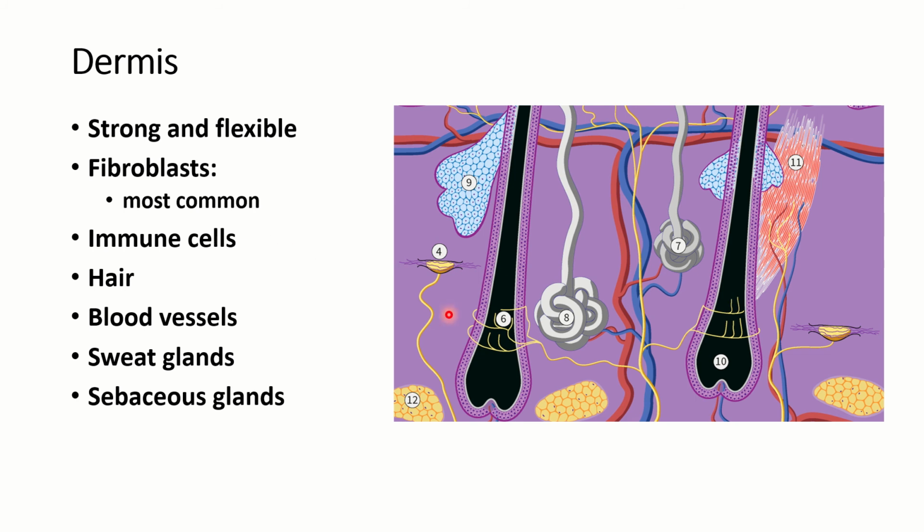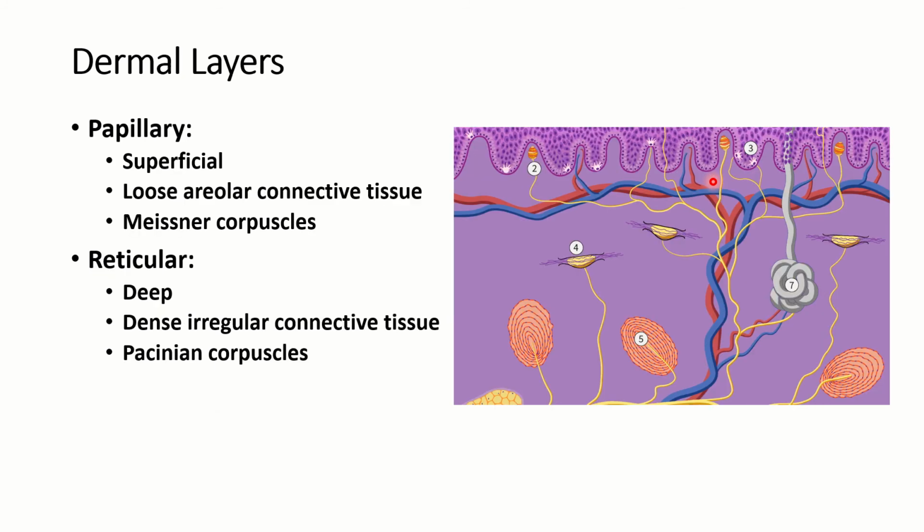In the dermis, you see the hair follicle and hair root. You have blood vessels there, you have lymphatics there, you have different nerves there. You also have glands, sweat glands are there. These are the sebaceous glands, which are oily glands. So there are different structures in the dermis. There are two layers in the dermis.